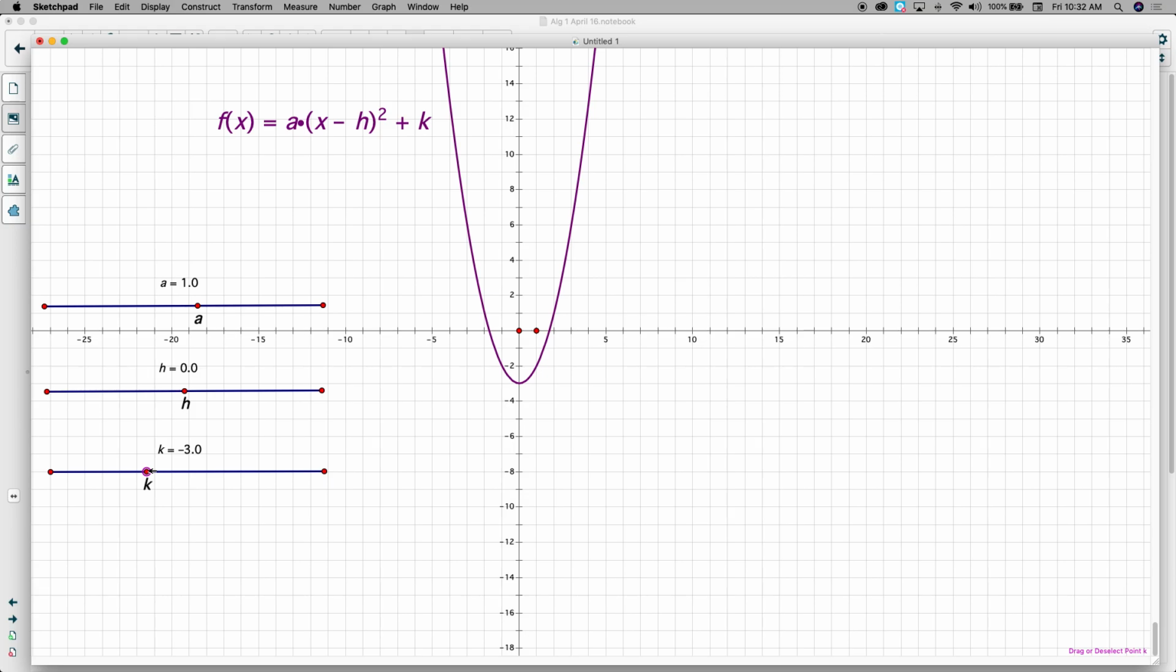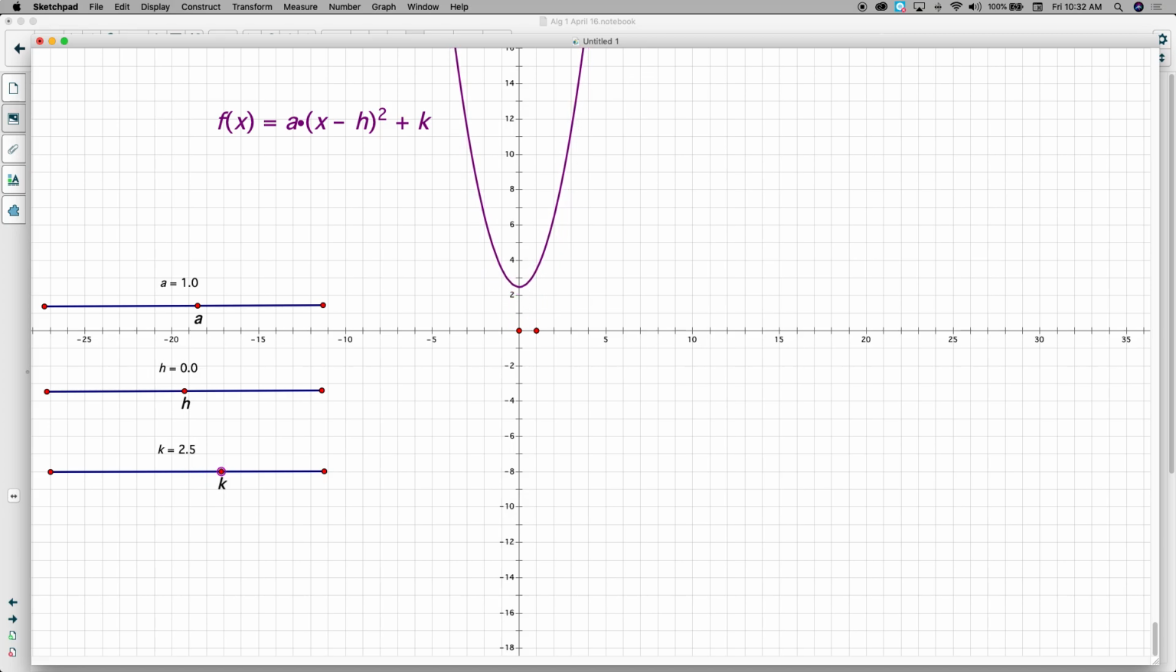Okay, so now you see what k does. K moves the parabola up or down, depending upon whether k is positive or negative. And that does make sense, because k is this value that I'm adding or subtracting onto the function. And the function is calculating the height. So if I add it, all the heights move up, and if I subtract it, all the heights move down. That's the parabola. It moves up or down.